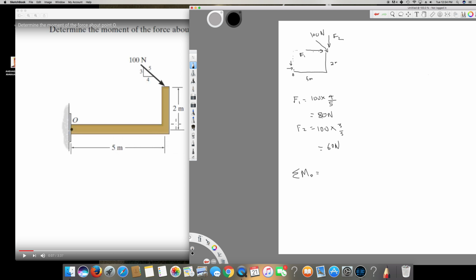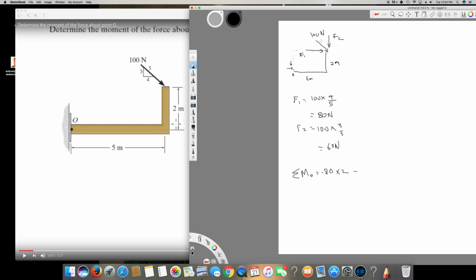So first of all, we have the 80 newton. That's horizontal. Whenever you apply a force, you have to find the distance perpendicular to that. For example, for F1, what is the perpendicular distance? 2 meter is the perpendicular, right? So I have to multiply this one by 2 meter, and this is going to be negative because it's clockwise, and minus this one pulling down, and it's also clockwise. That's why I put the negative sign here.